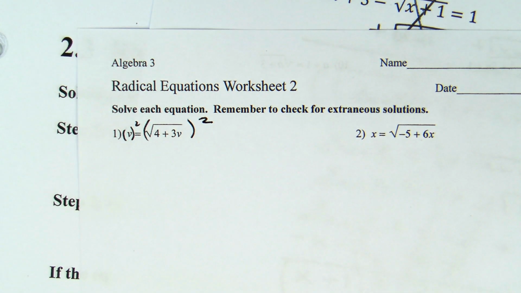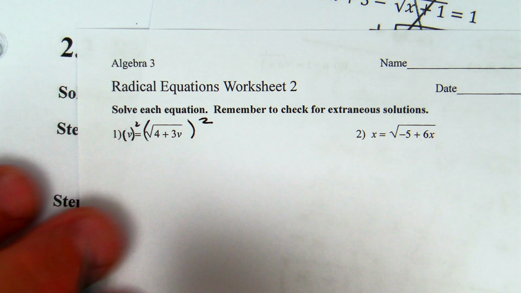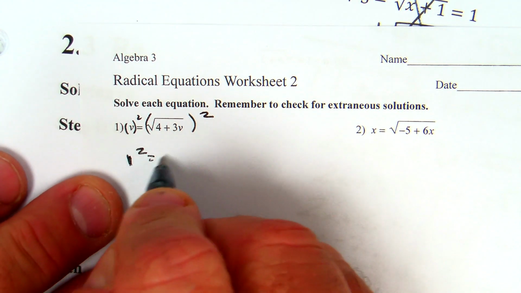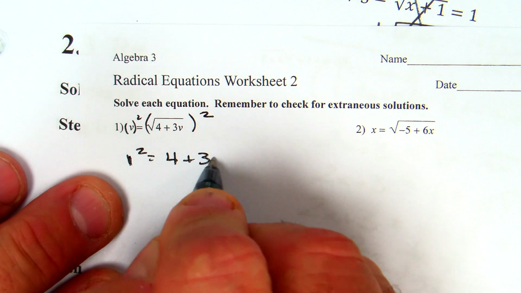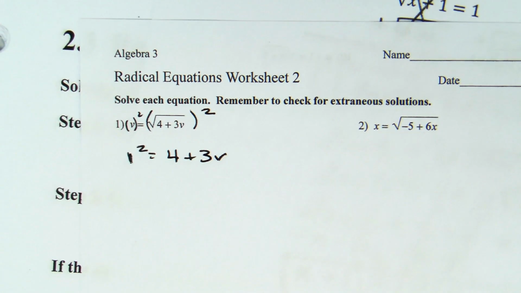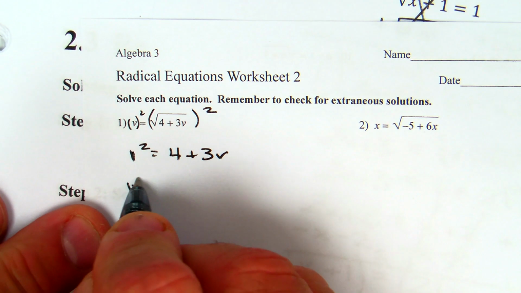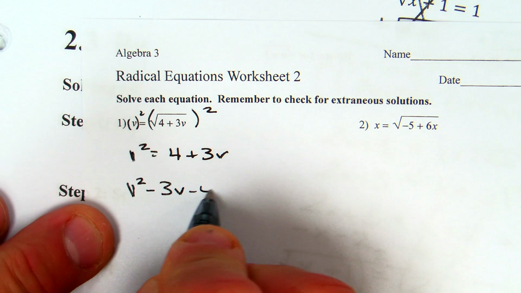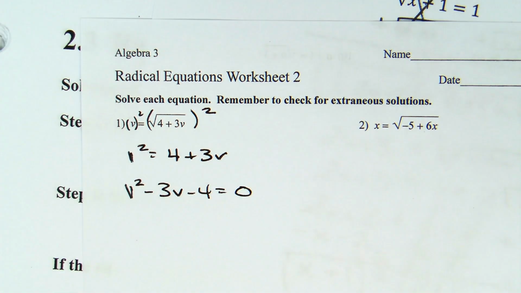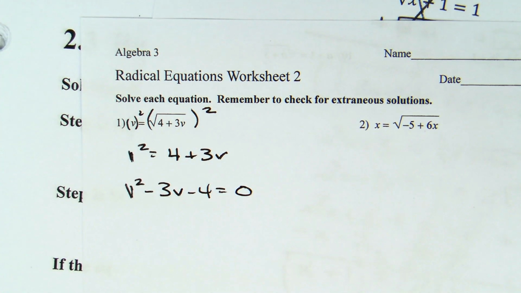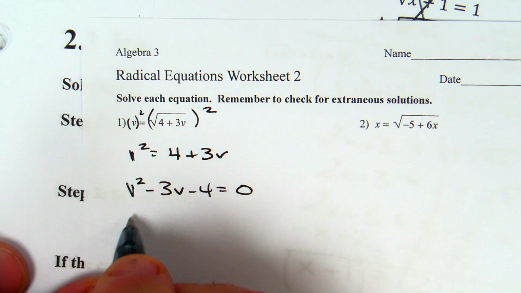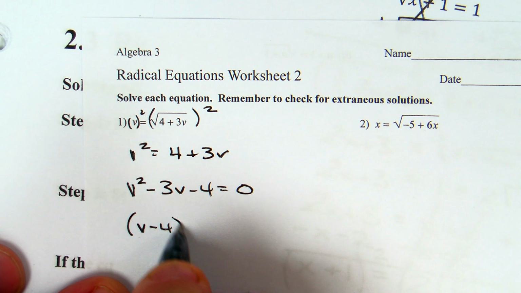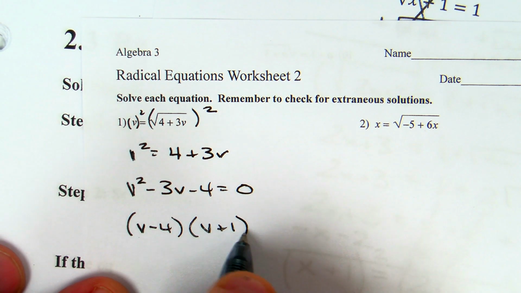Alright, everybody good with that? When I do, the left-hand side is going to be v squared. The right-hand side is going to be 4 plus 3v. Good? I'm then going to get it in standard form. V squared minus 3v minus 4 is equal to 0. Again, you don't have to complete the square. You don't even have to factor if you don't want to. Solve it any way you like. But it factors into v minus 4, v plus 1.